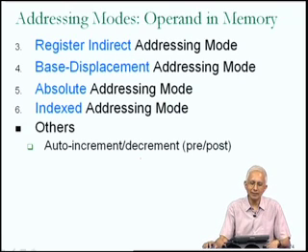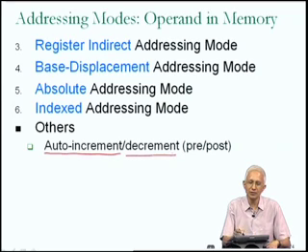Now one class of addressing mode which one may find in slightly more complicated computers, such as the CISC computers, is an addressing mode where there could be side effects of the operation of computing the address of the operand. For example, there could be addressing modes where automatically the contents of the register which is used in calculating the address of the operand could get decremented or incremented, either before or after, hence the pre or post, before or after the calculation of the address is done. And as you can see, this is a significantly more complicated addressing mode than any of the others that we have seen.